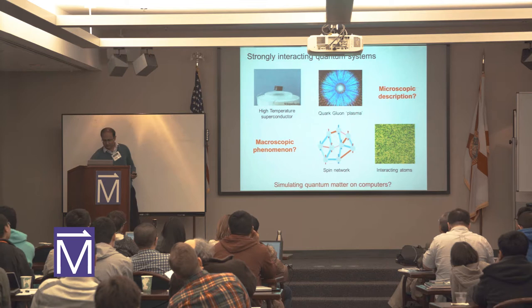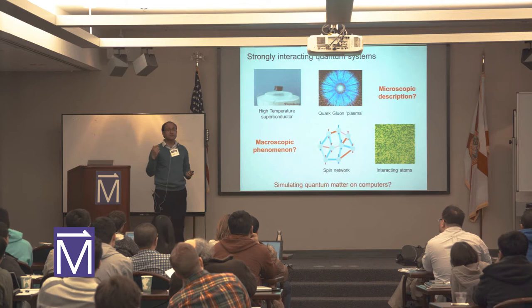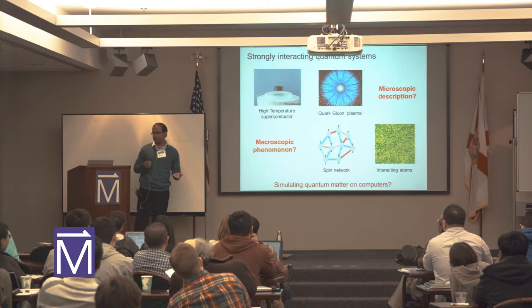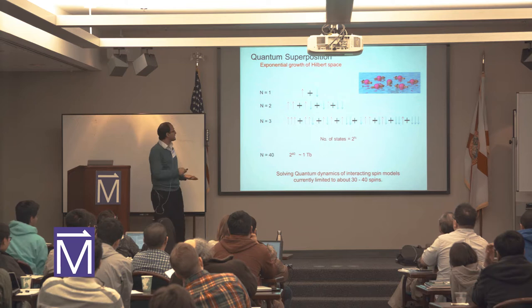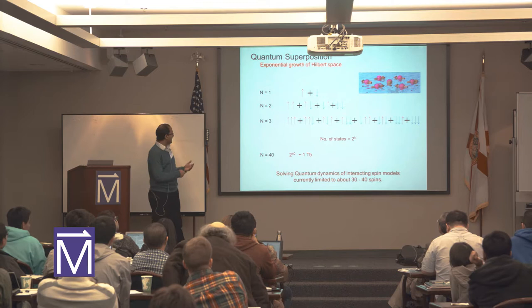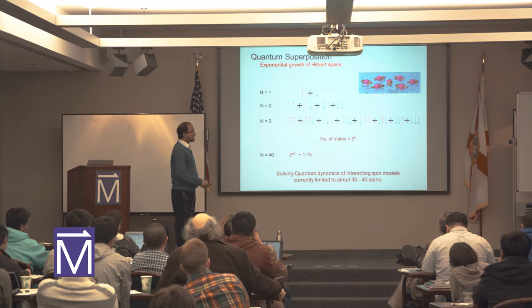Now, of course, our challenge is if we want to simulate this kind of matter on a computer, and as we all know, this becomes problematic because of entanglement: our Hilbert space grows exponentially. So for example, with two-level systems, the Hilbert space grows as 2^n, where n is the number of particles we have. By the time we reach 40, just 2^40, that number is 1 terabit. So it's a huge number.